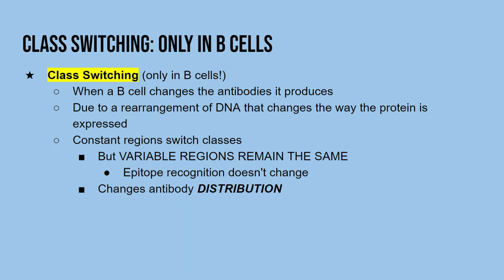Another important feature of B cells is that they can undergo class switching. So this is just when a B cell changes the types of antibody that it produces. This is due to a rearrangement of DNA that changes the way the protein is expressed, and the constant region that we talked about, the heavy chain, switches classes. But the variable region, which is the top of the antibody, stays the same. So the type of antigen it is recognizing doesn't change, it's just changing class. And that just changes antibody distribution in the body. It doesn't necessarily change recognition of the type of antigen.